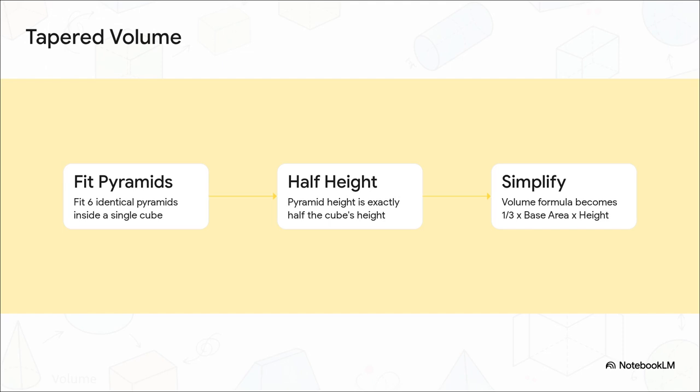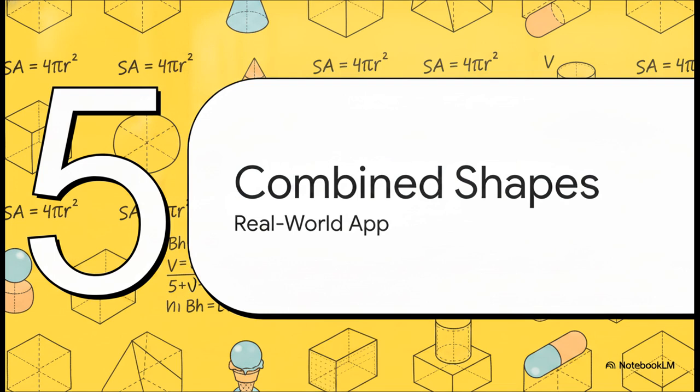That is exactly why the volume formula for pyramids, and by extension cones, is always 1/3 times the base area times the height. It is not some random fraction somebody made up. It comes directly from the fact that 6 pyramids fit into a single cube. Now, let's put this into practice.